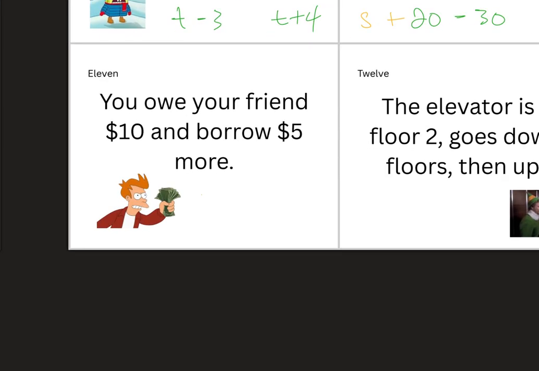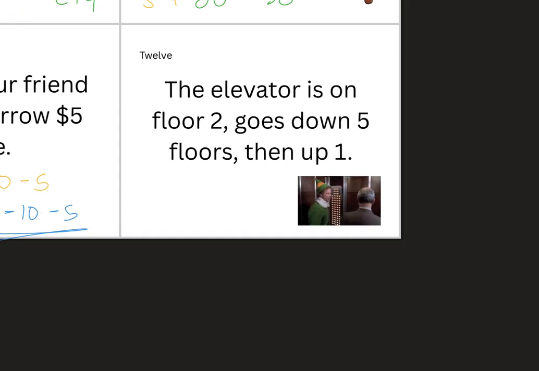You owe your friend $10 and you borrow 5 more. Let's say you have some dollars and you owe your friend 10 and you borrow 5 more. This could still work out. Even realistically, you can owe your friend money but still have some money, right?